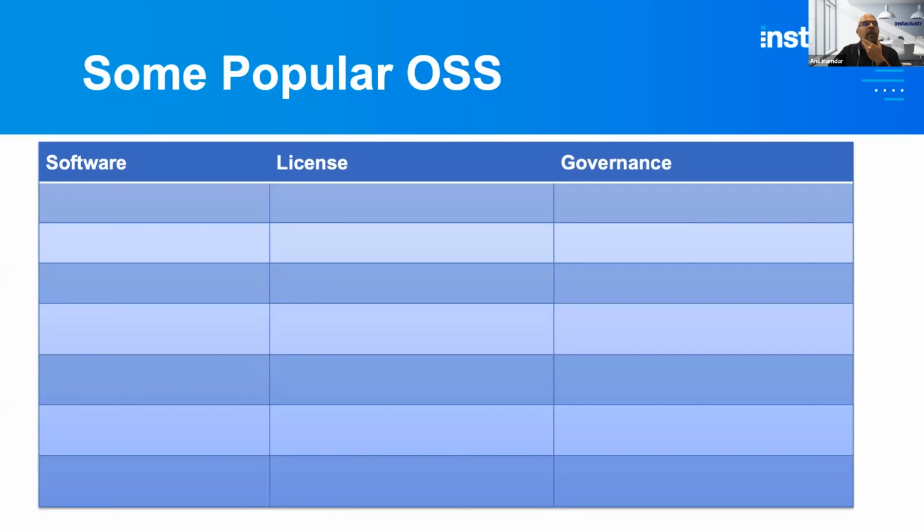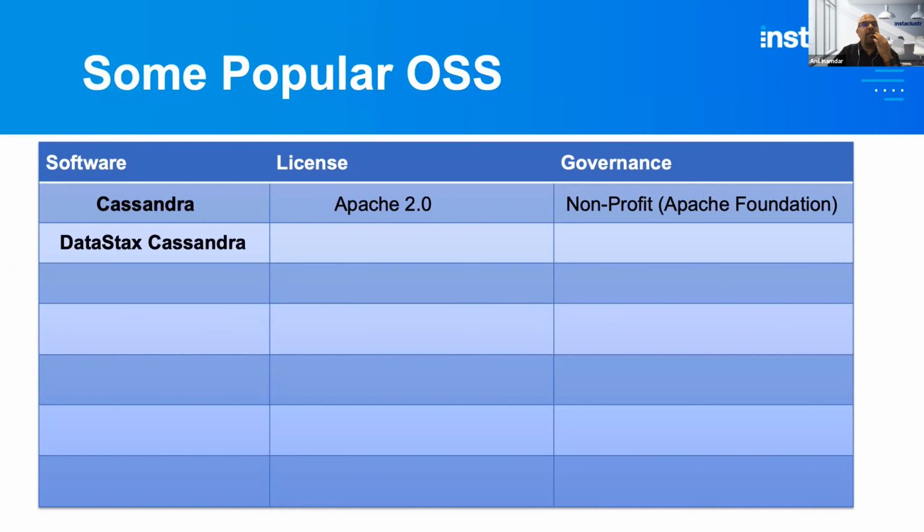Okay, some of the popular open source software. Cassandra, the licensing is Apache 2.0. The governance is a nonprofit organization. Now, DataStax Cassandra, on the other hand, for core software, it's Apache 2.0. But for all the proprietary features, they have a proprietary license, and it's a commercial, profit-making company.